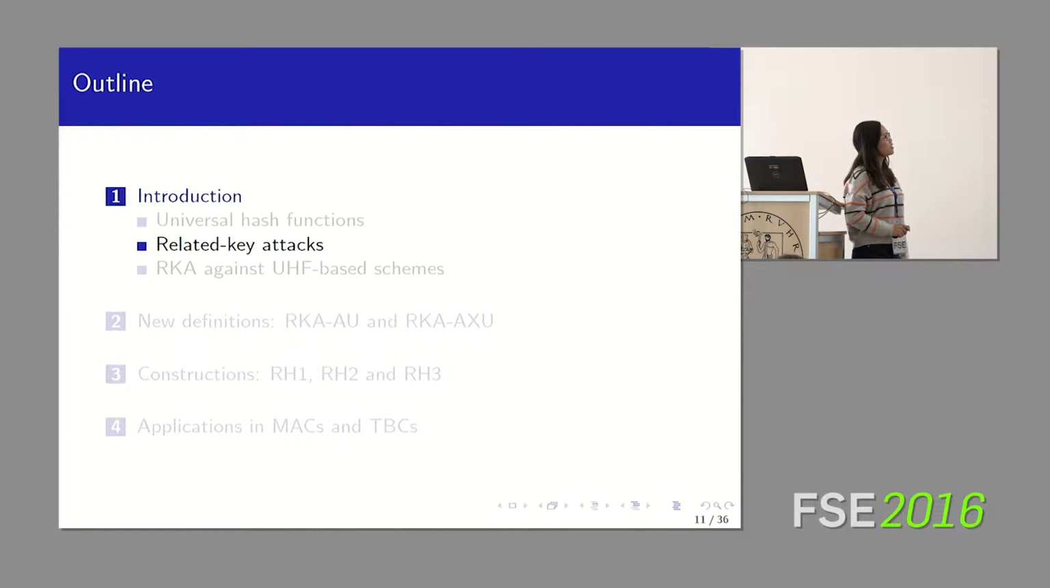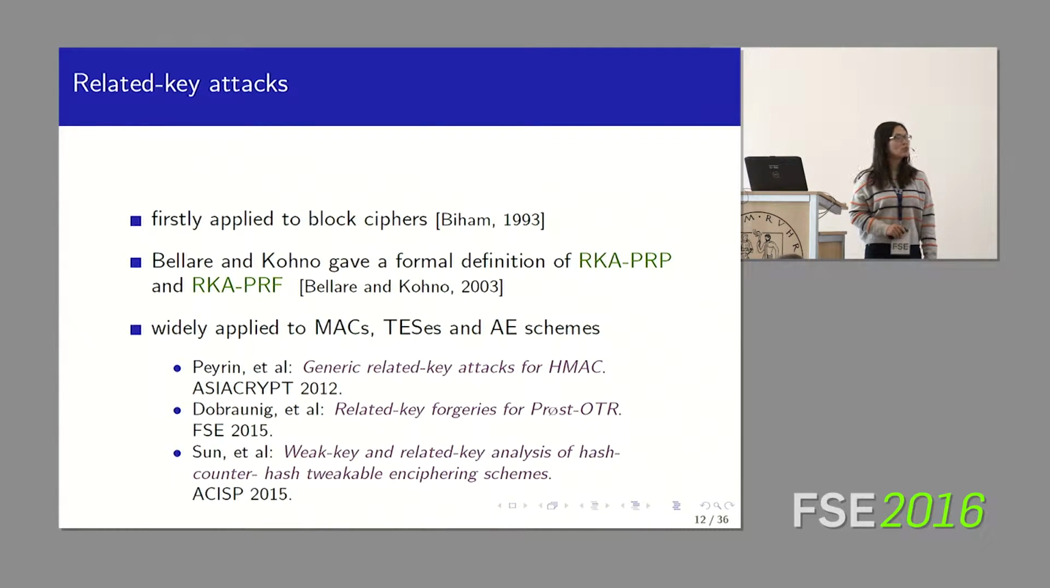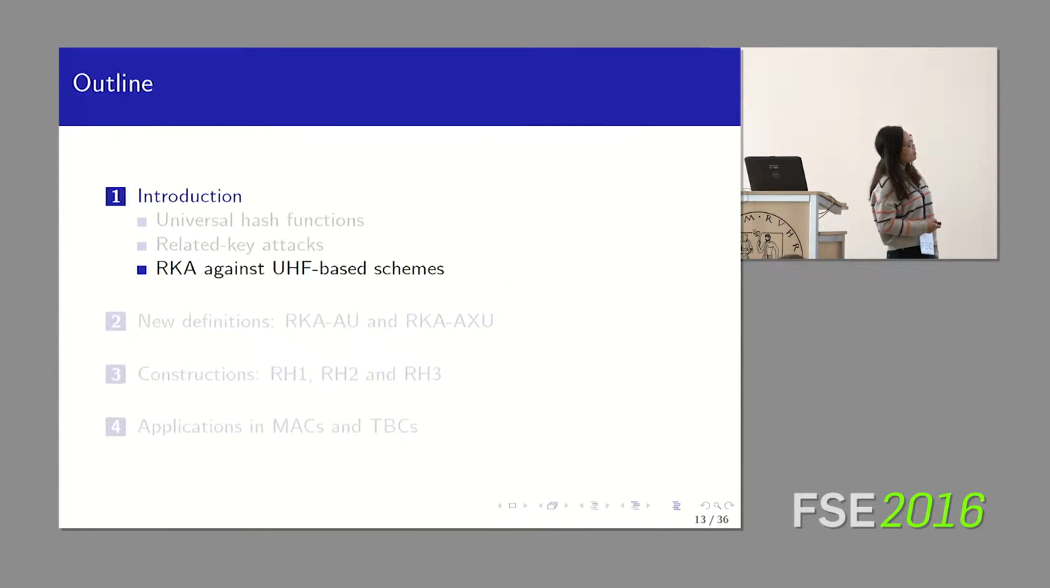Next, I will introduce related-key attacks. It was first applied to block ciphers, and then formal definitions of RK-PRP and RK-PRF were given in 2003, and they have been widely applied to many TBCs and AE schemes and so on. So next, I will show you the related-key attacks against the schemes which are based on universal hash functions.